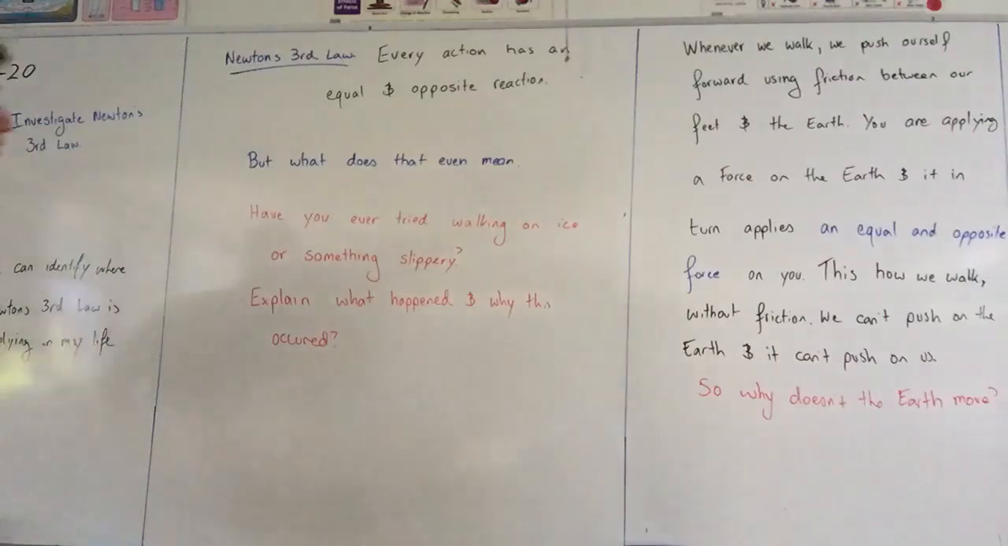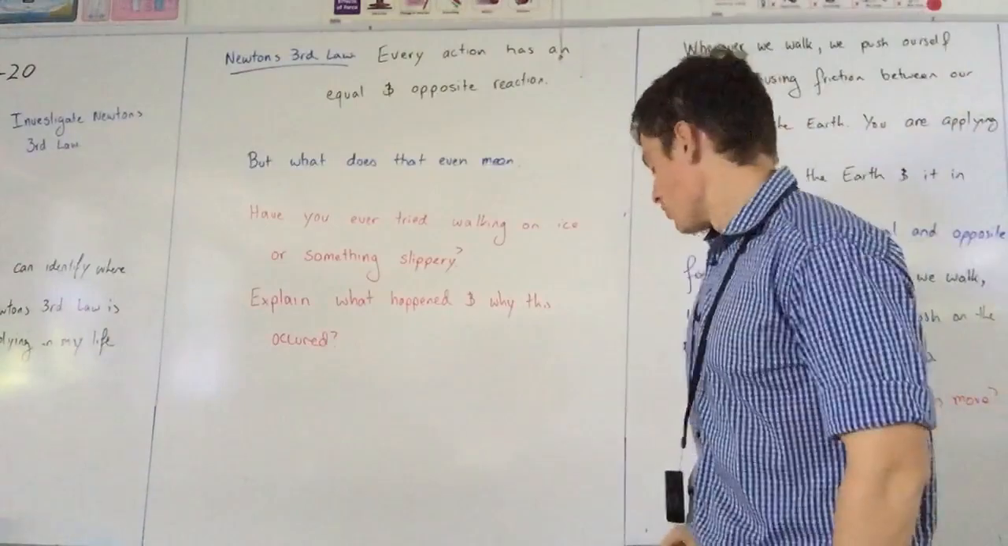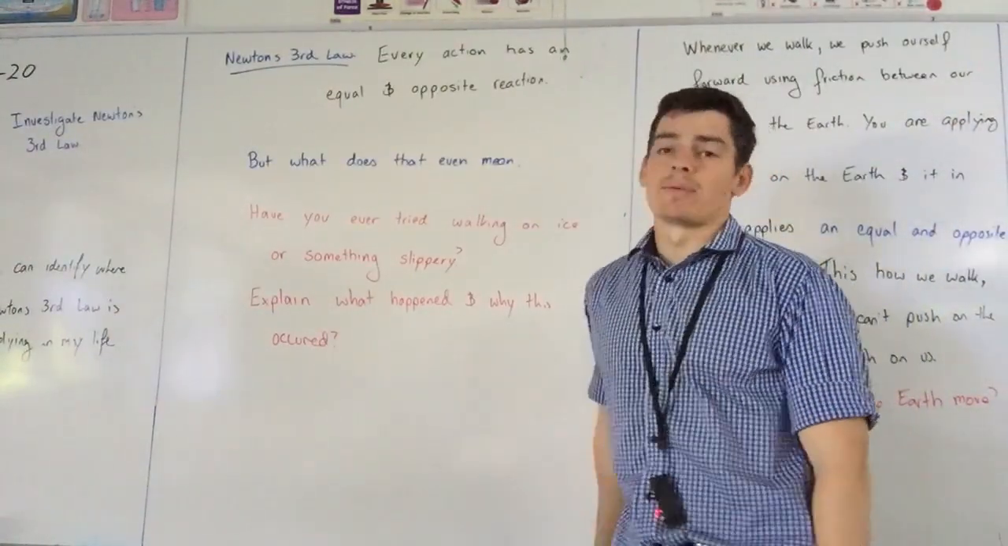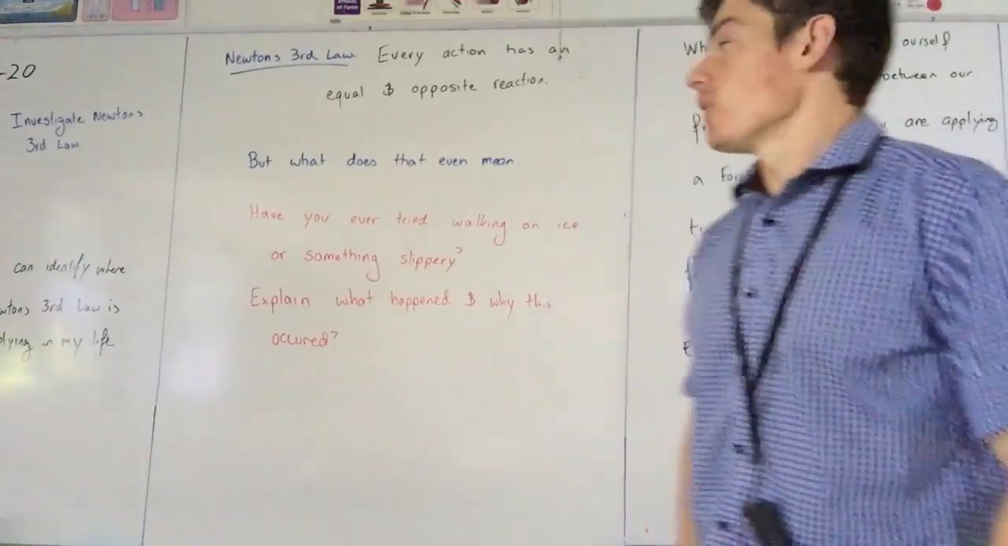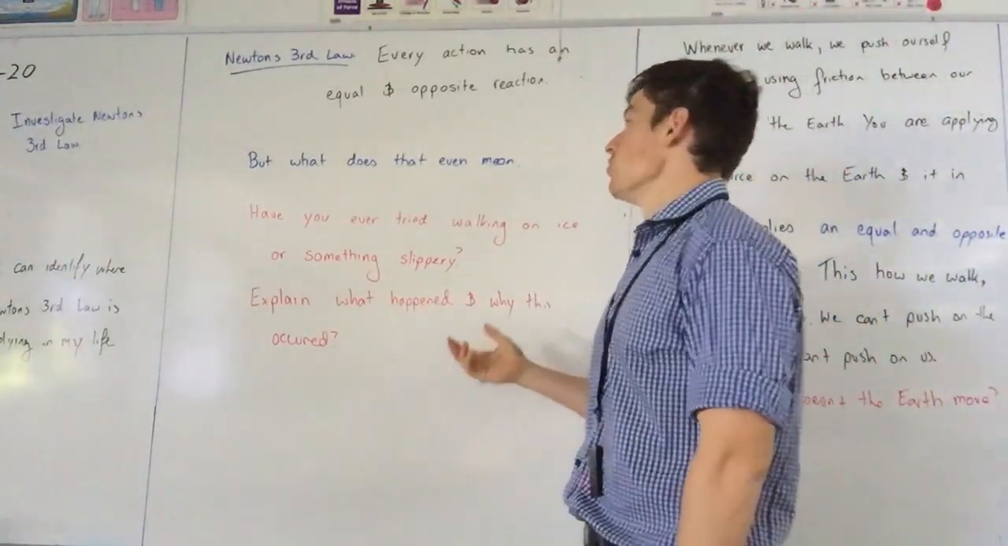Right, so we're looking at Newton's third law now. We've looked at the first, which is the law of inertia. This is probably the most famous of the laws, the one that if you walk up the street, they're most likely to know. It's the law of equals and opposites. So every action has an equal and opposite reaction.